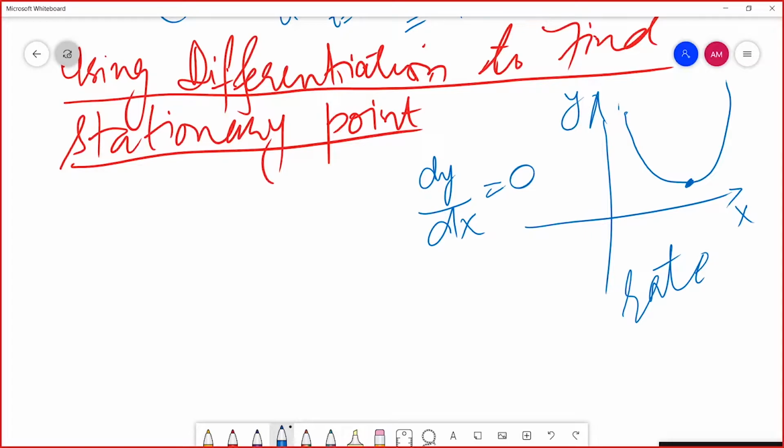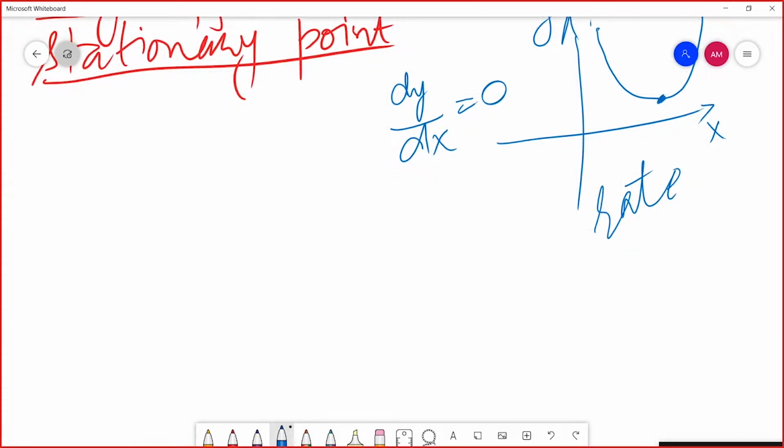Do you understand why it's called stationary? dy upon dx is 0, and it's a stationary point. Okay, so there are some things where the point would be stationary, and I would draw them and then we would discuss them. For example, the first stationary point could be something like here.